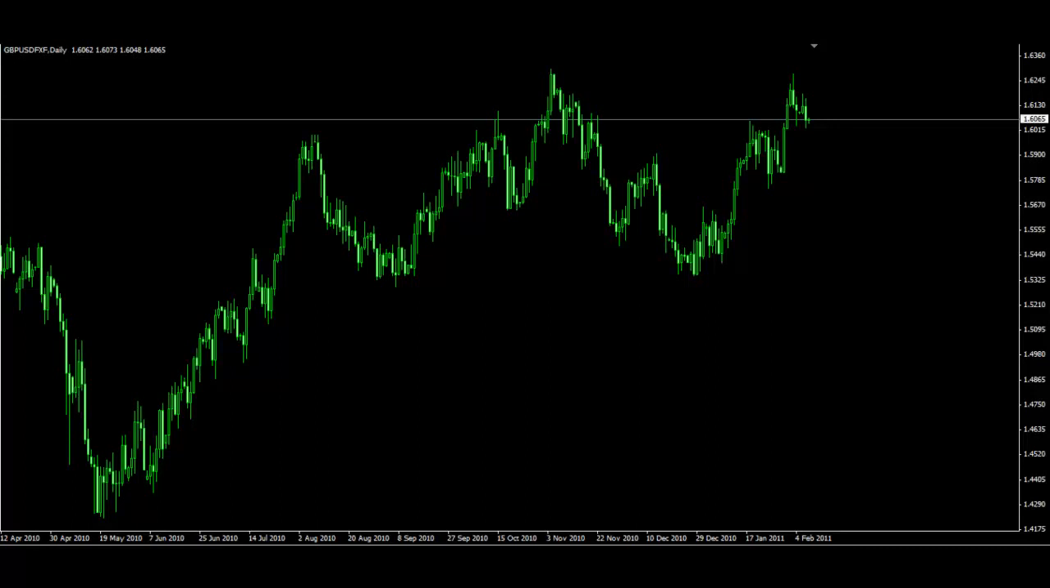I think price, if it does break down, I think we'll still stay within this range, these lows in here to this high in here. I don't want to see it do that.